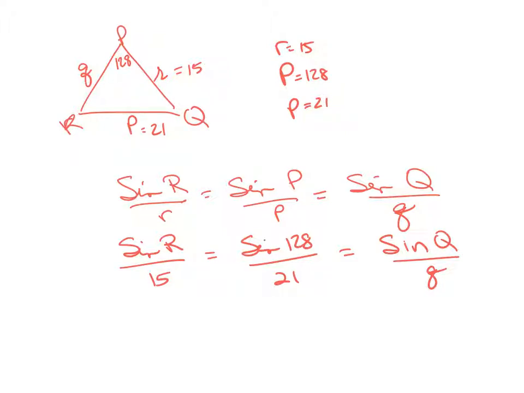So if I have little r and little p, I need little q, big R, and big Q. That's what I need.